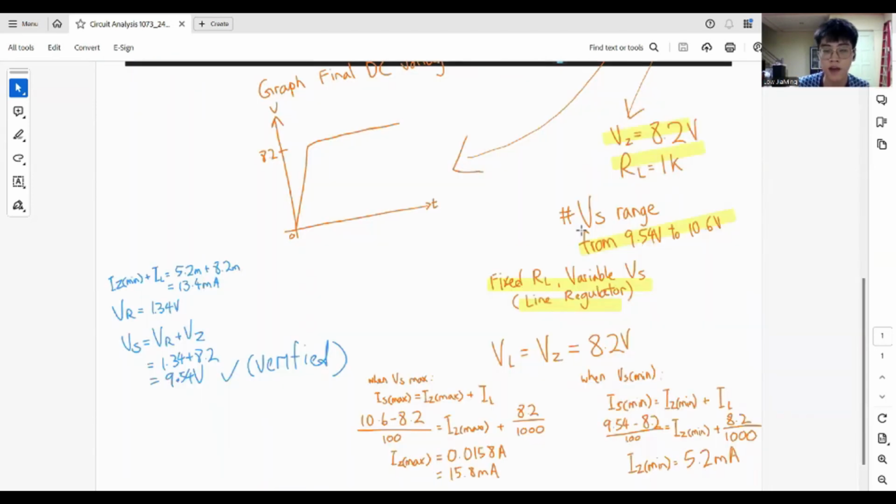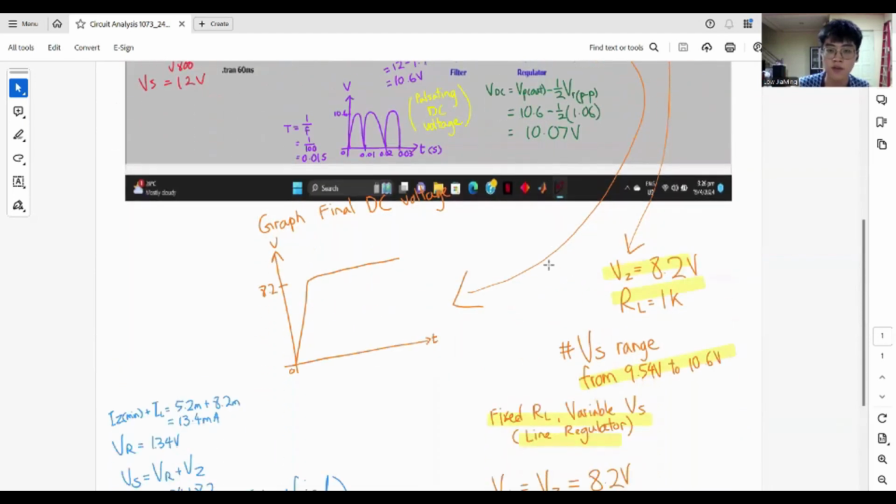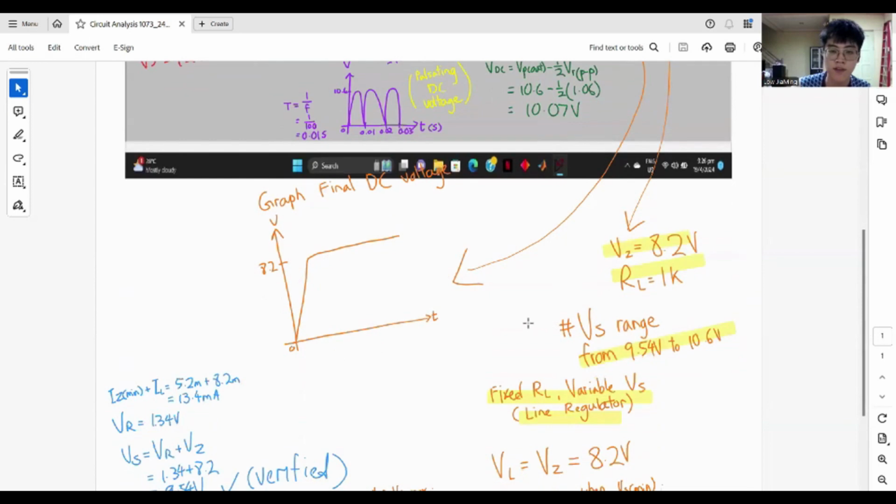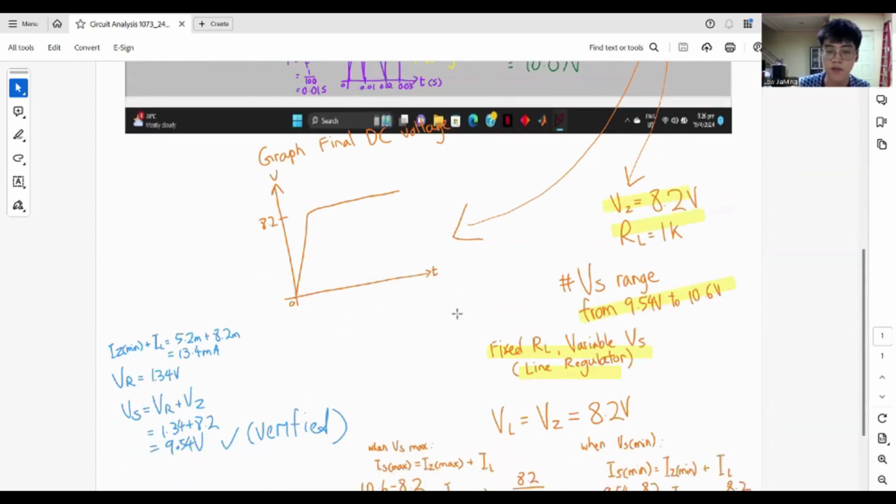For the AC, we know that our voltage varies, changing from the minimum to the maximum. Just now we calculated 9.54 volt and 10.6, so 9.54 will be the minimum voltage and 10.6 will be the maximum voltage. Another one is the RL. RL will be the constant variable, and that will be the constant for our calculation after this. The variables are Vs and also the Zener diode.